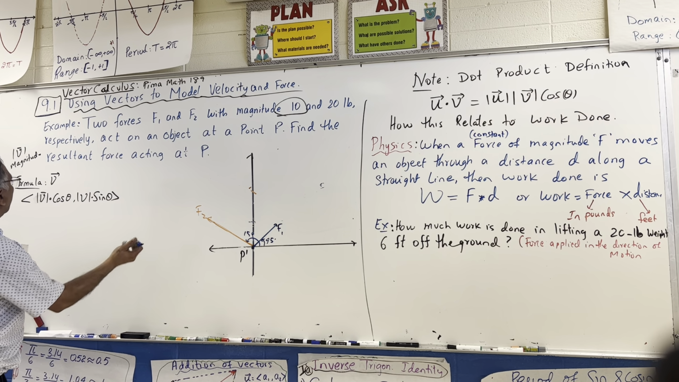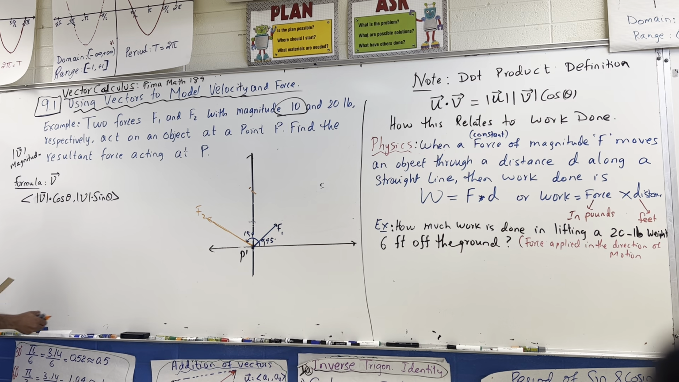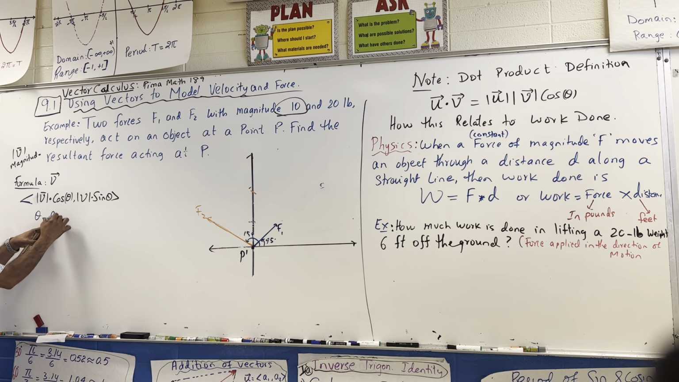So let's write down the force. The formula that we are going to use for the resultant vector, or any vector, is always written as the magnitude of the vector times cosine of the angle theta. This is the angle formed by the vector with the positive direction of the x-axis.